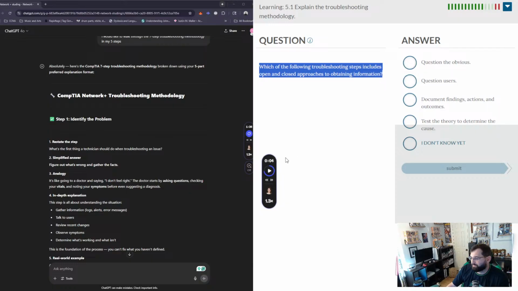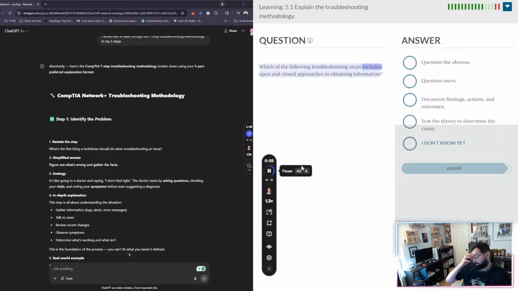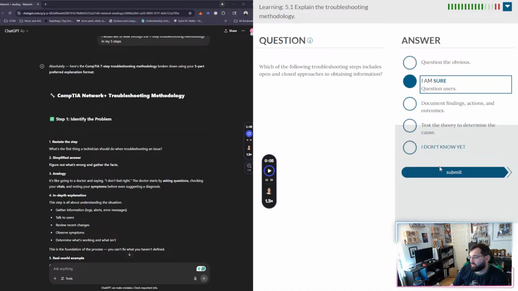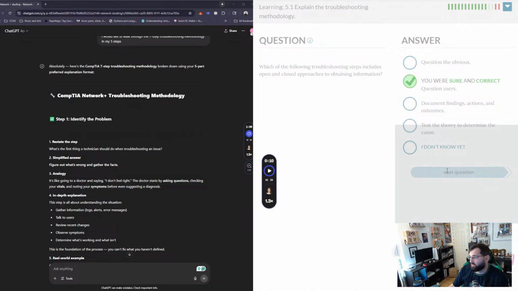Okay. Troubleshooting steps include open and closed approaches to obtaining information. Which of the following? Oh, questioning the user. Open and closed approaches.